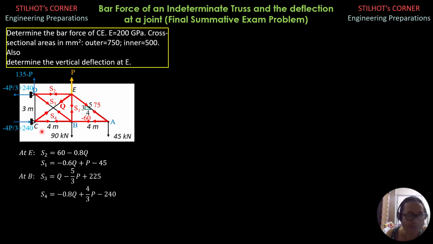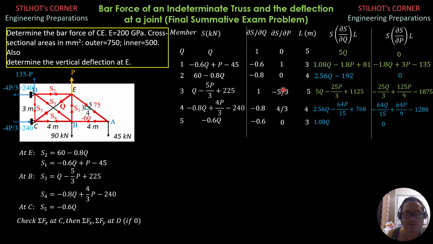Then you proceed to joint C, summation forces Y, to solve for S5 and show that S5 is negative 0.6Q. Then check equilibrium at C if summation forces X is 0. Then at D, summation forces X, summation forces Y, you have to check if they are also 0. So I already checked this. They are 0, so we proceed by tabulating the stresses of members. Then I use Castigliano's second theorem.